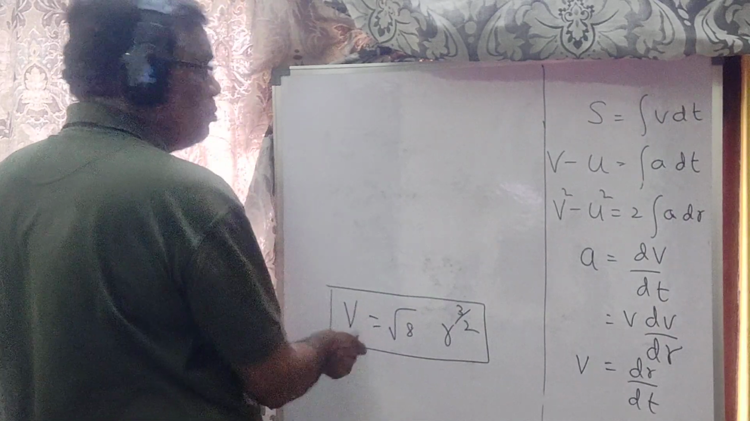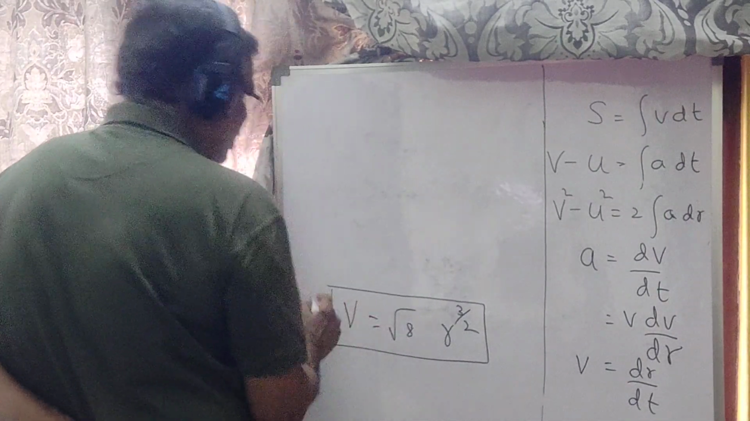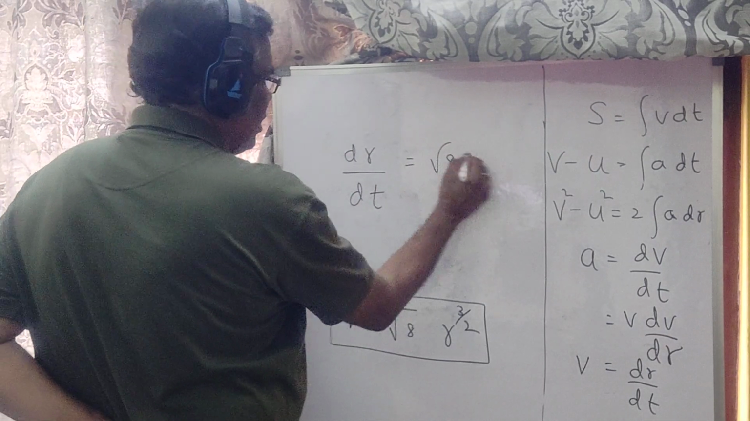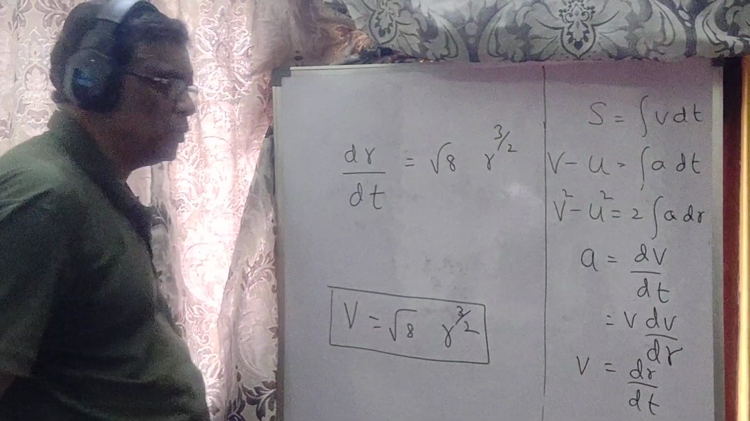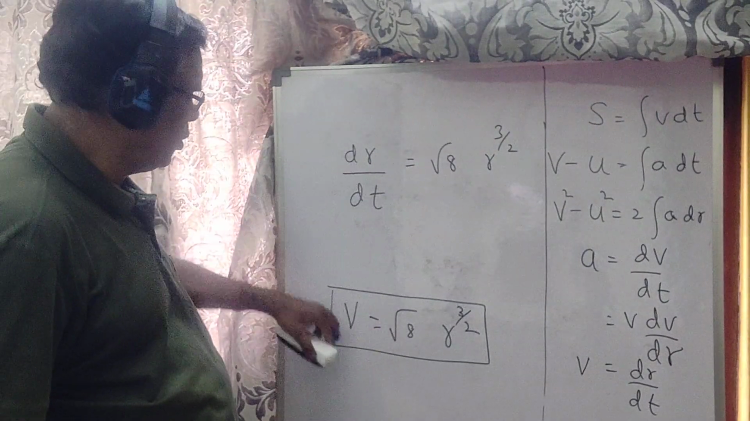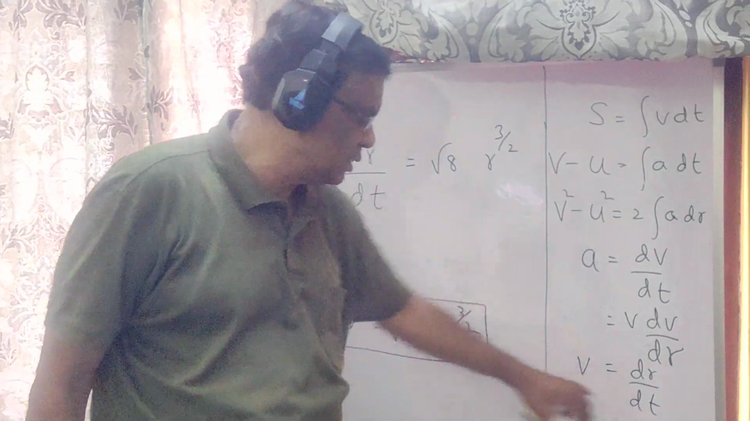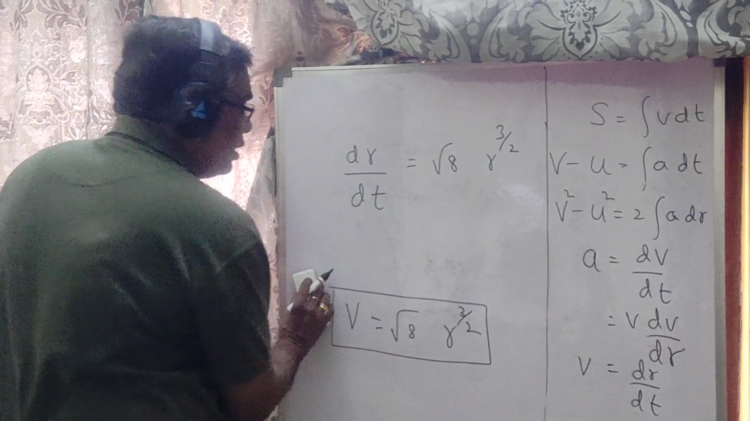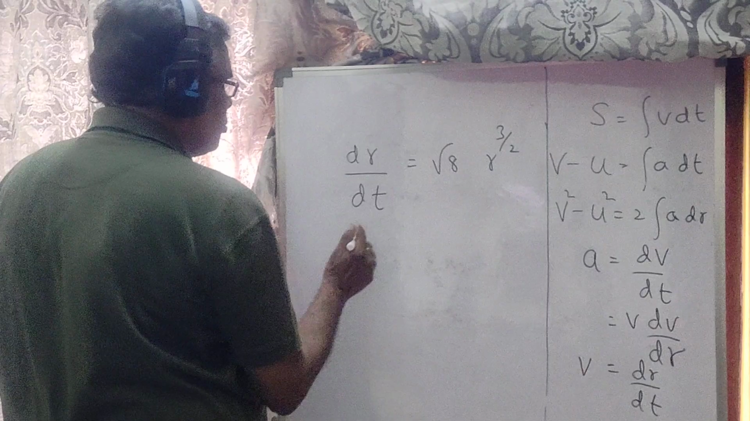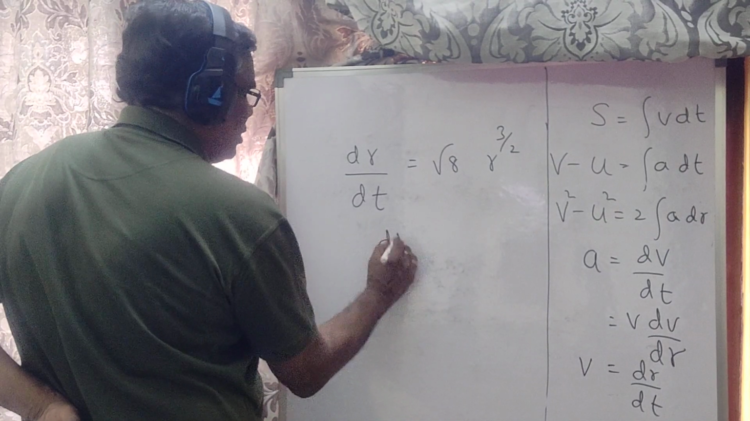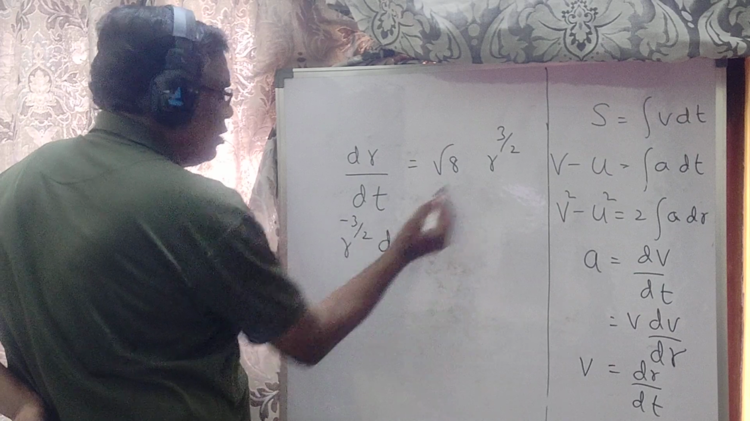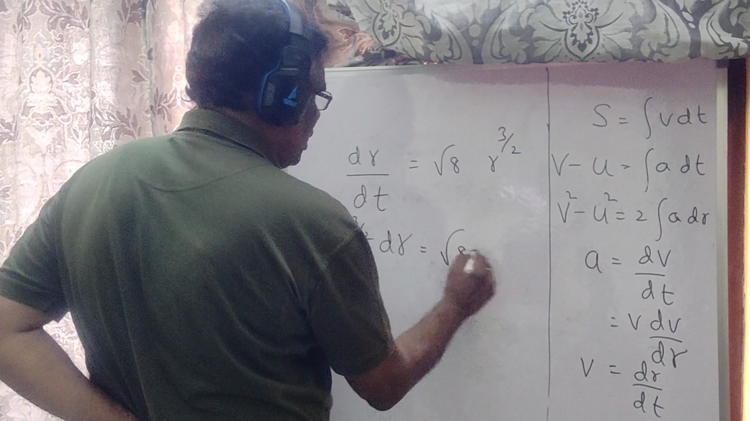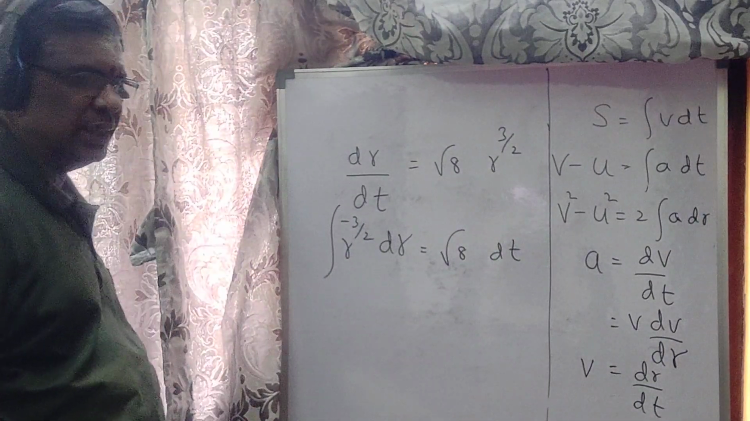Now, very simple. You have what is V? dr by dt and root 8 r raised to 3 by 2. So now look at this. V is equal to dr by dt is what I am trying to use. Now, if I rearrange this and write it as r, if r raised to 3 by 2 comes onto this side, r raised to minus 3 by 2, and this is under root 8 dt.